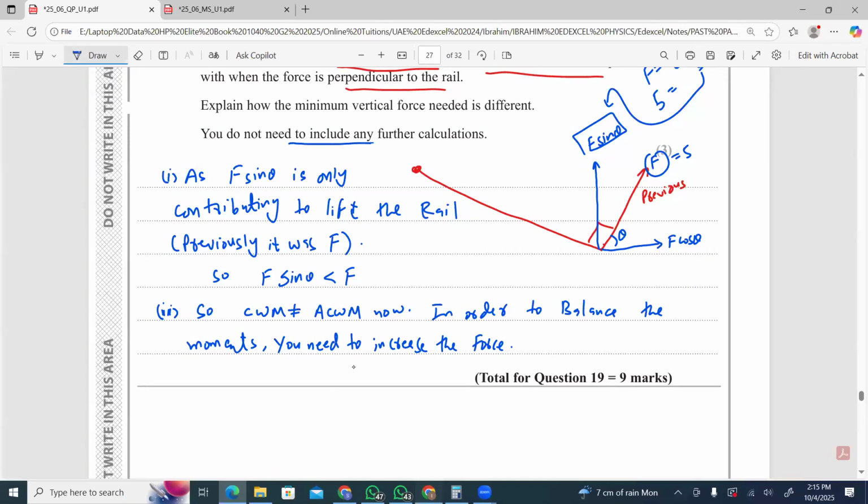Oh, we needed to have calculations as well in this. So okay, let me do some calculations then as well.